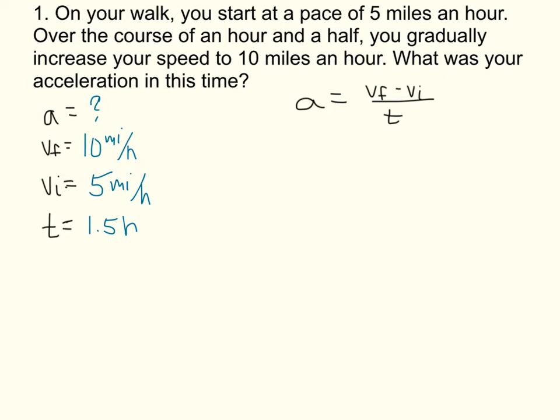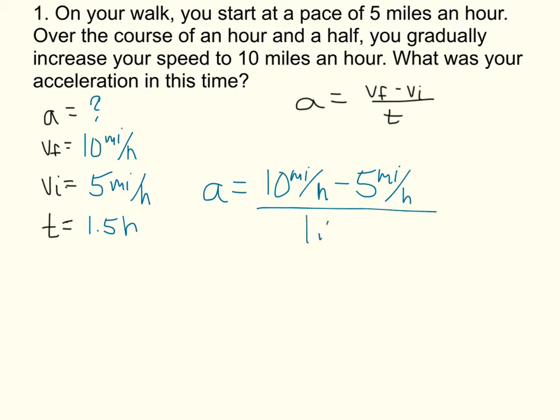We're going to plug these numbers into this equation. We're going to plug in our numbers with the units because I want you to see exactly how the units work. So we have a equals our difference in velocity, so our final velocity minus our initial velocity. That's 10 miles per hour minus 5 miles per hour over our time, 1.5 hours.